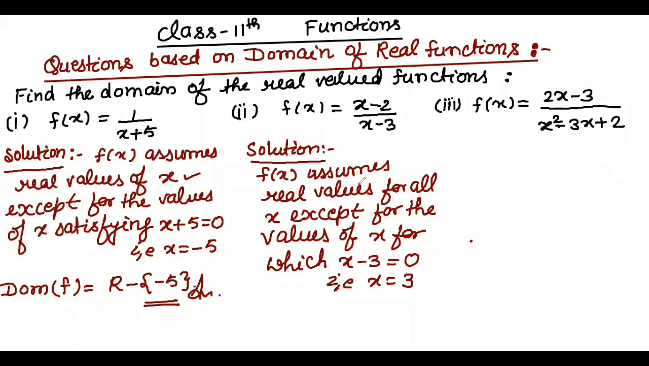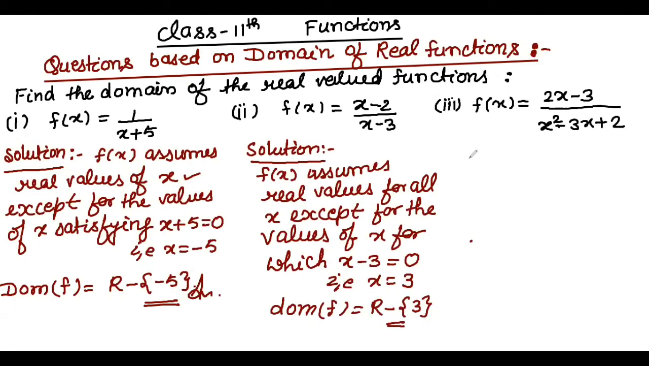So f(x) assumes real values for all x except for the values of x for which x - 3 = 0. Means x = 3. So domain value we can write here R minus {3}.